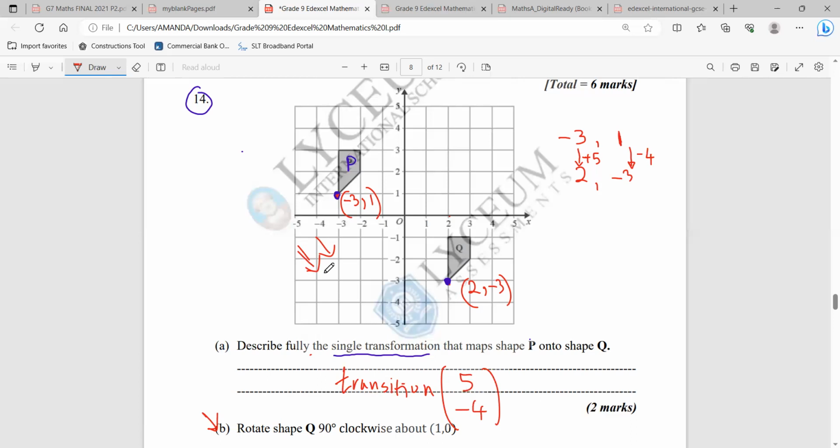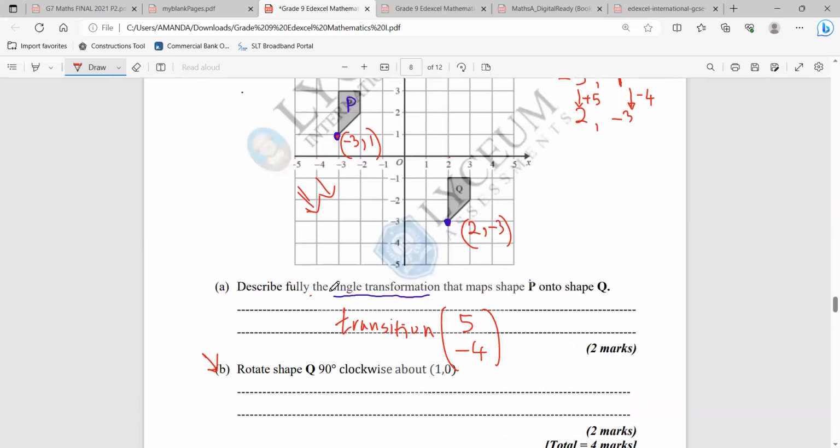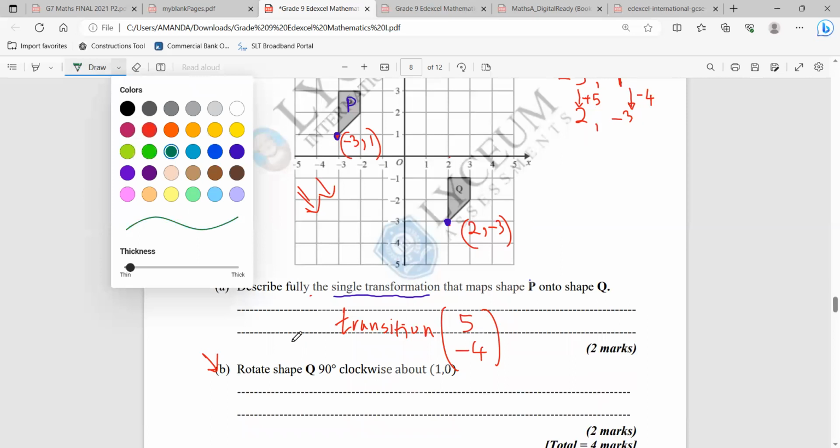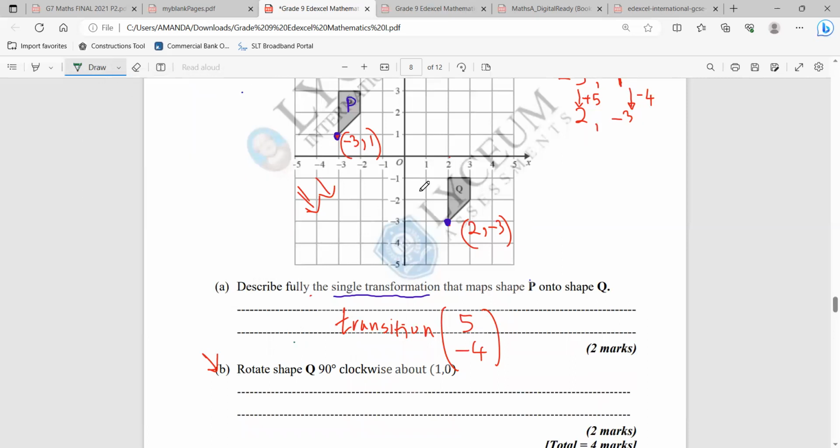So rotate 90 clockwise about the point 10. About the point 10. What is that? I'm also getting confused now. 10. 10 is this? 10, yeah. About the point 10. So they're asking to rotate it clockwise.